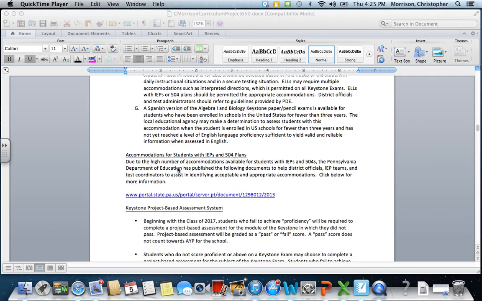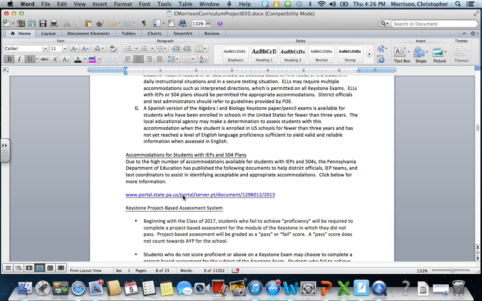Now, the third section for accommodations is for students with IEPs and 504 plans. The number of accommodations is massive, and my decision was to input a web link to the accommodations. So an administrator who would access this project could click and select the web link, and it would take you to the website that provides you with the long list of accommodations for students with IEPs and 504 plans.